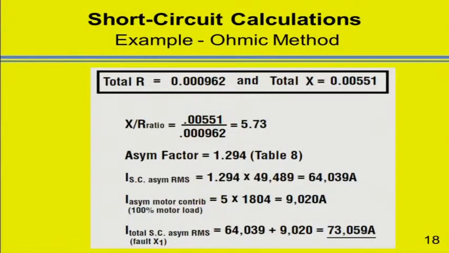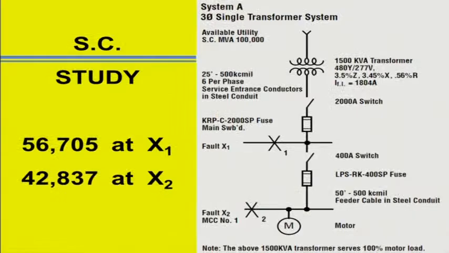And there are tables that are provided to do that with. And then we can calculate the asymmetrical RMS current that's flowing in that first half cycle that will decay then over several cycles. Add that to the motor contribution. And so the RMS current of that first half cycle is 73,059 amps. So at that point, we have calculated here at fault 1 the RMS fault current, but we also have to look at the asymmetrical fault current to look at the equipment ratings.